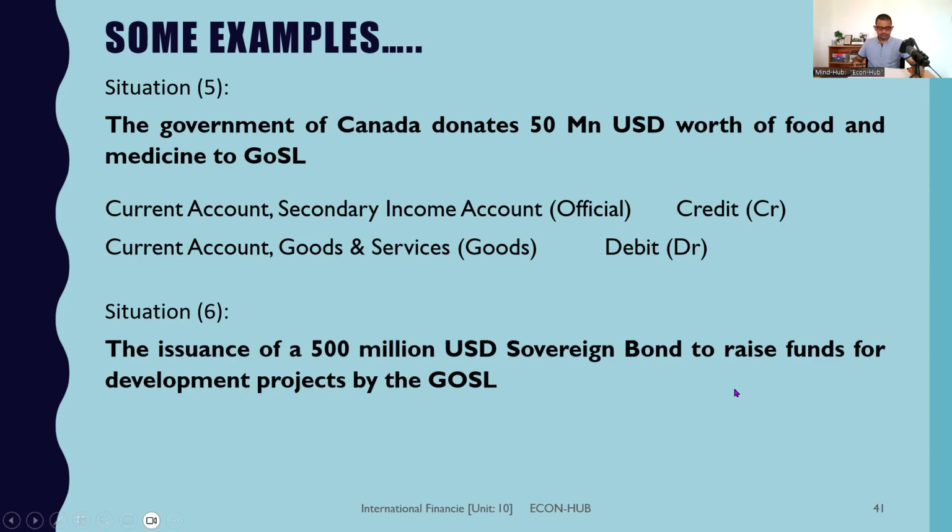Situation 6. Issuance of 500 million US dollar sovereign bond. Sri Lanka is famous for this now. We don't issue now because we can't issue. We don't have a credit rating to do that. But we used to, since 2007, consecutively issue international sovereign bonds, dollar-denominated bonds, to raise funds for development projects by the government of Sri Lanka.